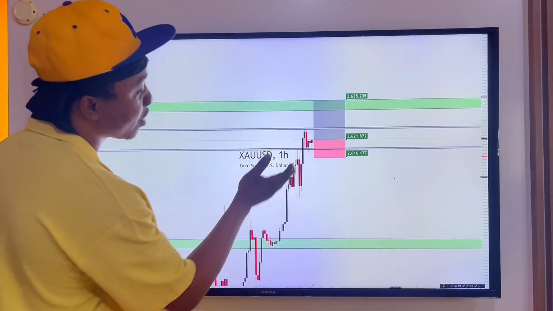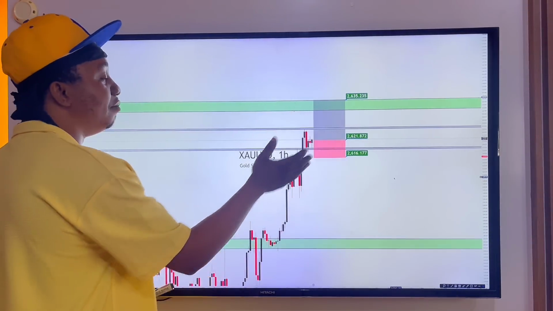Immediately the market opens, I'm going to enter this trade and hopefully make money out of it.